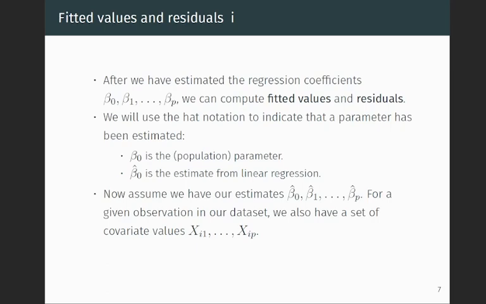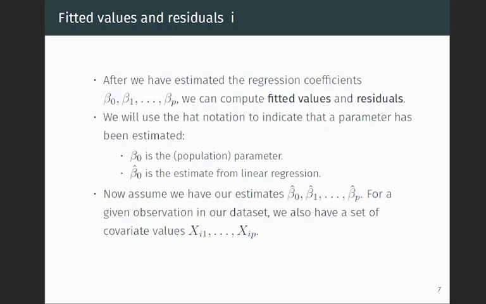Okay, so once we have the estimates for all of the regression coefficients, we can compute two extra values. We can compute what we call the fitted values and the residuals. We'll use the hat notation to indicate that a parameter has been estimated. So for example, beta 0 is the population parameter and beta hat 0 is the estimate. So now let's assume that we have all of our estimates, beta 0 hat, beta 1 hat, all the way up to beta p hat.